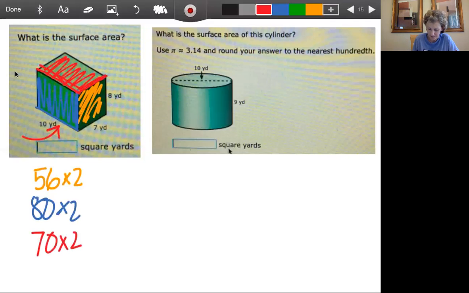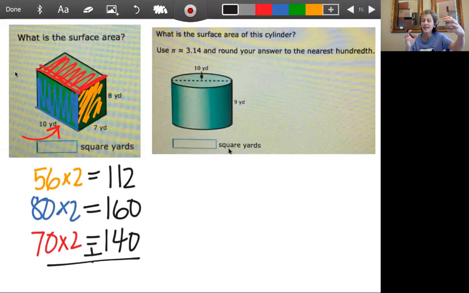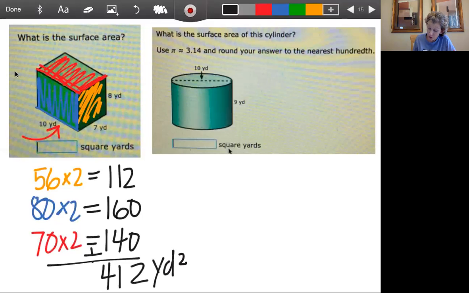So this is how I like to write it. And then I say that equals 112. That equals 160. That equals 140. And I add them all up. So I'm taking each surface, finding the area, and doubling it. And then I'll have the surface area, the area of all of the surfaces. And so this is 2, 11 carry 1, 412, and this would be yards squared because it's just a bunch of areas, which is squared, added up.